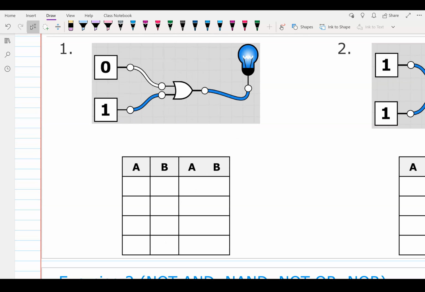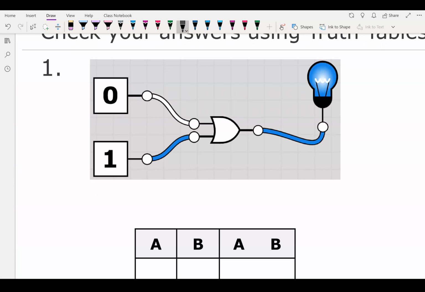So it says check your answers using the truth table. We'll check the truth table after to check if 0 and 1 does give a 1. Okay? So this is the solution. A, or you can put A here, A and B. A and B coming together. This is an OR gate, which means it's A plus B. So our final expression is A plus B.